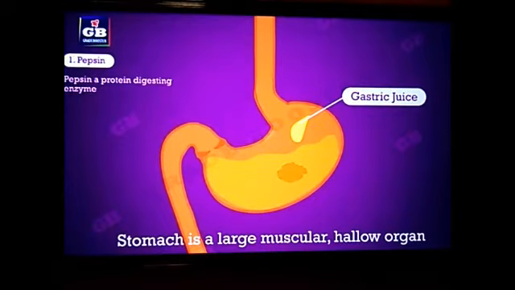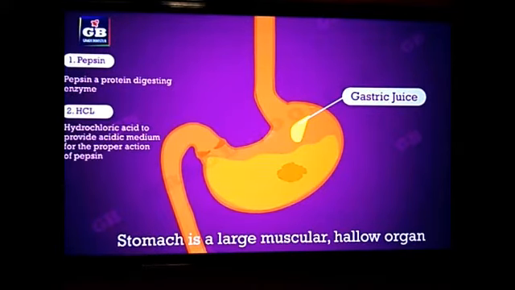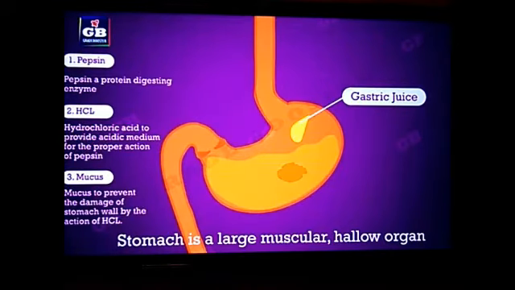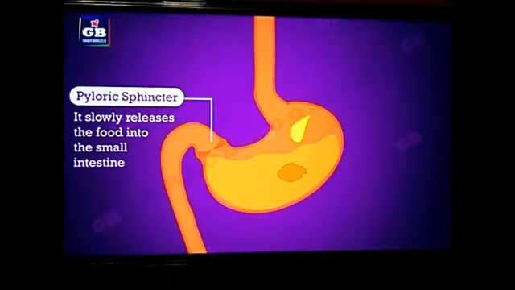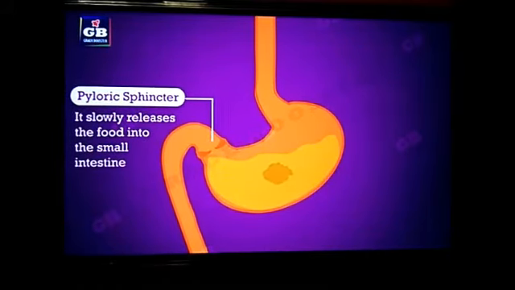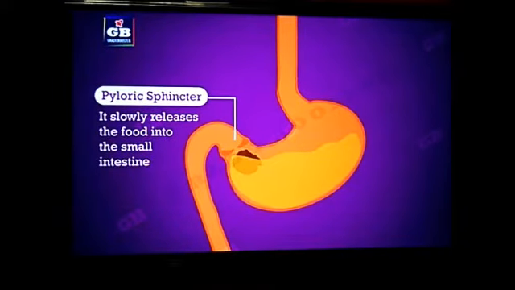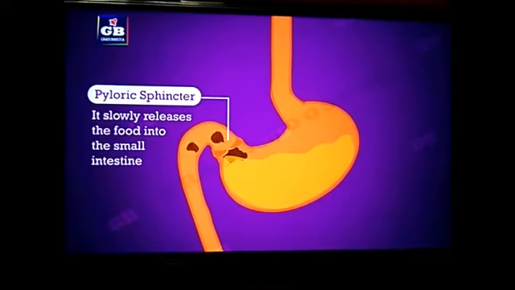These juices include number 1, pepsin, a protein digesting enzyme. Number 2, hydrochloric acid, to provide an acidic medium for the proper action of pepsin. And number 3, mucus, to prevent damage to the stomach wall by the action of hydrochloric acid. At the end of the stomach, a sphincter muscle slowly releases the food into the small intestine.